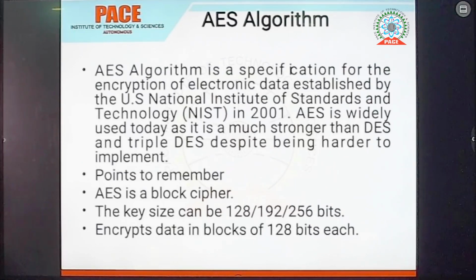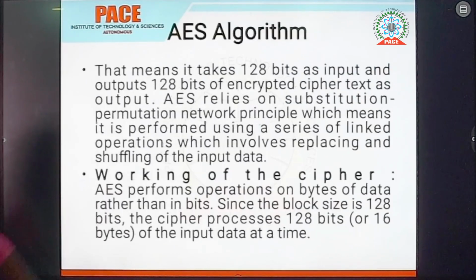AES encrypts data in blocks of 128 bits each. This is some description of the AES algorithm. AES takes 128 bits as input and outputs 128 bits of encrypted ciphertext. AES relies on the substitution-permutation network principle, which means it is performed using a series of linked operations which involve replacing and shuffling of the input data.